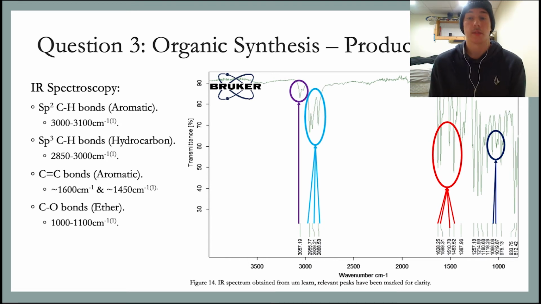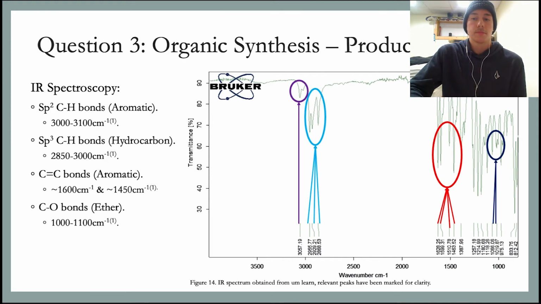On the far left, we see a small signal between 3000 to 3100 wave numbers. This signal is characteristic of sp2 carbon-hydrogen bonds, and in the case of 2-butoxynaphthalene, this would be the carbons in the aromatic rings. There's also a group of signals between 2850 and 3000 wave numbers. This is characteristic of sp3 carbon-hydrogen bonds. It is important that the signal is present in this IR spectrum, because it indicates the presence of the hydrocarbon chain attached to the ester oxygen.